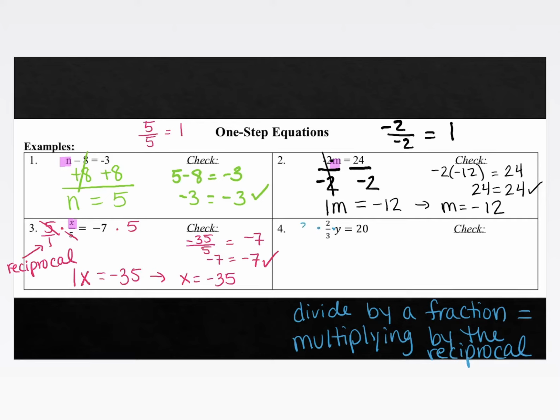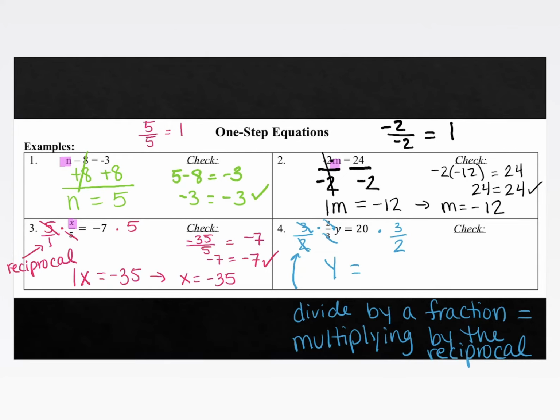So I'm going to multiply both sides by 3/2. Again, we want to preserve that property of equality. On the left-hand side, we have a 3 in the numerator and a 3 in the denominator, so that reduces to 1. And a 2 in the numerator and a 2 in the denominator. That also reduces to 1. So we're just left with y on the left-hand side after we multiplied by that reciprocal.